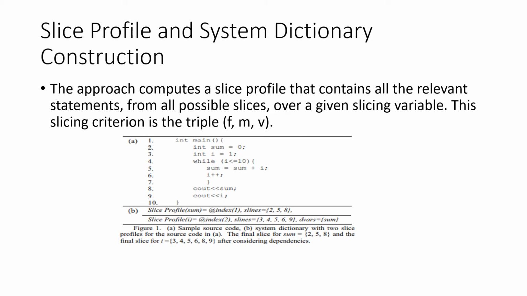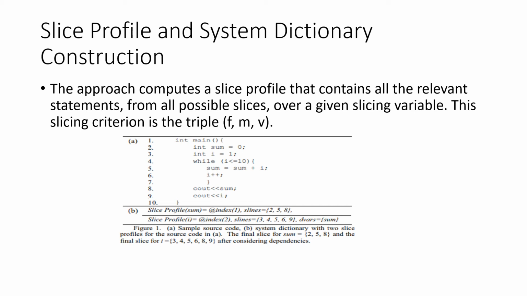This approach computes a slice profile that contains all the relevant statements from all possible slices over a given slicing variable. Here is a small sample source code, along with the final system dictionary. The dictionary includes two slice profiles, one for each of the variables sum and i. Here the @index represents the position of variables as declared in the function. In this way we can deal with the variables of the same name with the same scope.